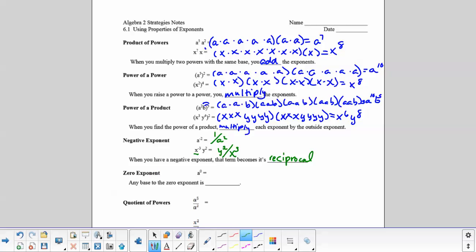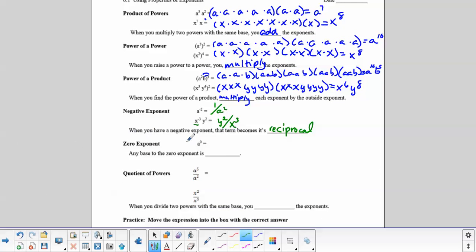Alright, anything to the 0 power is 1. Doesn't matter how big it is. If you want to have 2,345,678 and you raise it to the 0 power, it's still 1. So any base to the 0 exponent is 1.